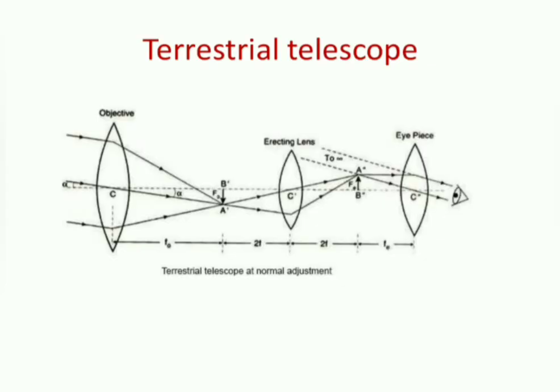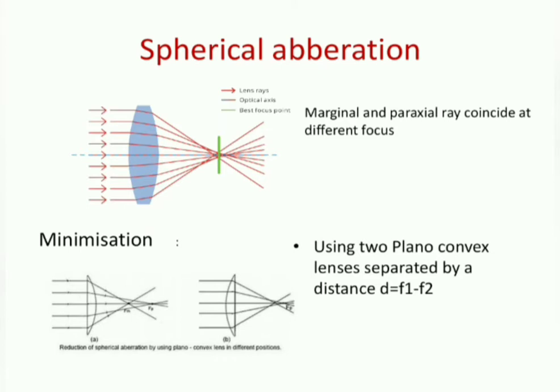Okay, terrestrial telescope. Since I told you just now that the image is inverted, to keep the image erect, we use one more lens in between the objective and eyepiece, and that's called an erecting lens. For the erecting lens also, the formula of magnification is not going to change, but the length of the telescope will be different. Length will be F naught plus 2 times the focal length of the erecting lens plus Fe. Fe is the focal length of the eye lens.